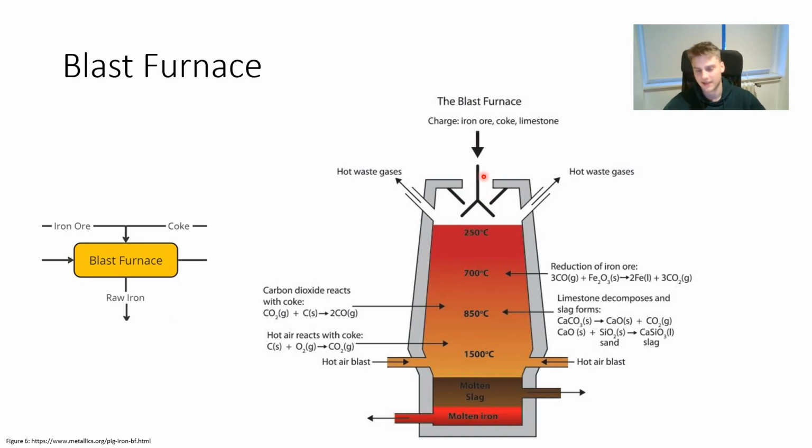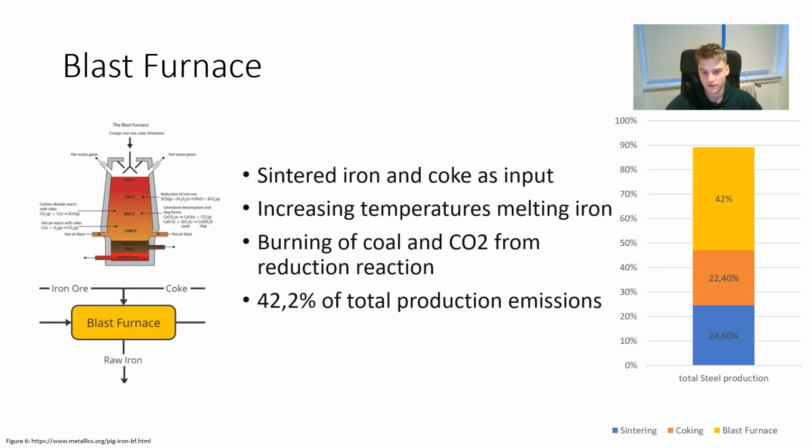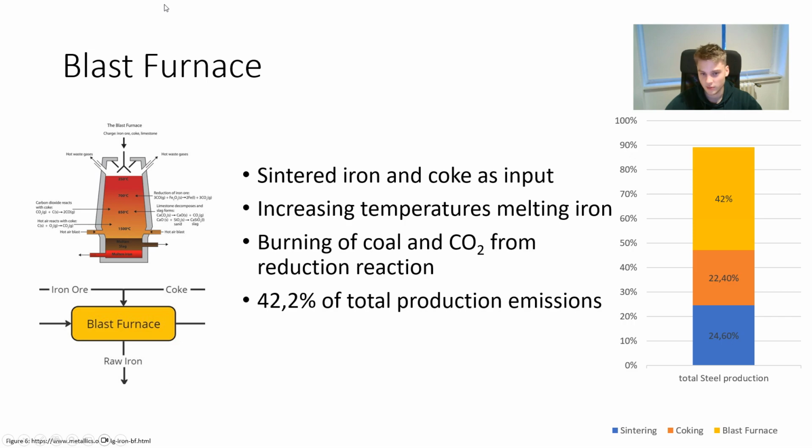So getting back, we understand that the sintered iron ore is put together with coke into the blast furnace, where the coke burns and also the reduction reaction happens to form the molten pure iron and also CO2. Summarized, we have sintered iron ore and coke as input. We have increasing temperatures in the blast furnace, melting the iron, and the CO2 is produced by the burning of coal or coke and also the reduction reaction. In total, 42.2% of the total production emissions are related to the blast furnace.